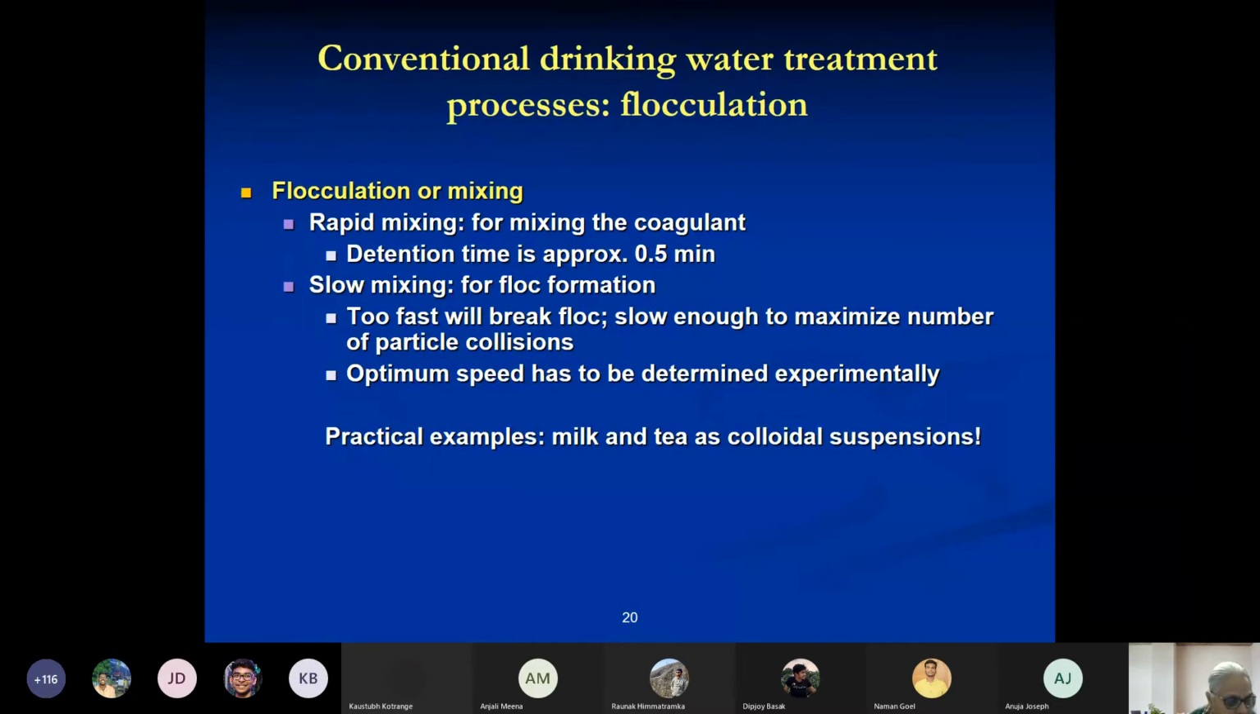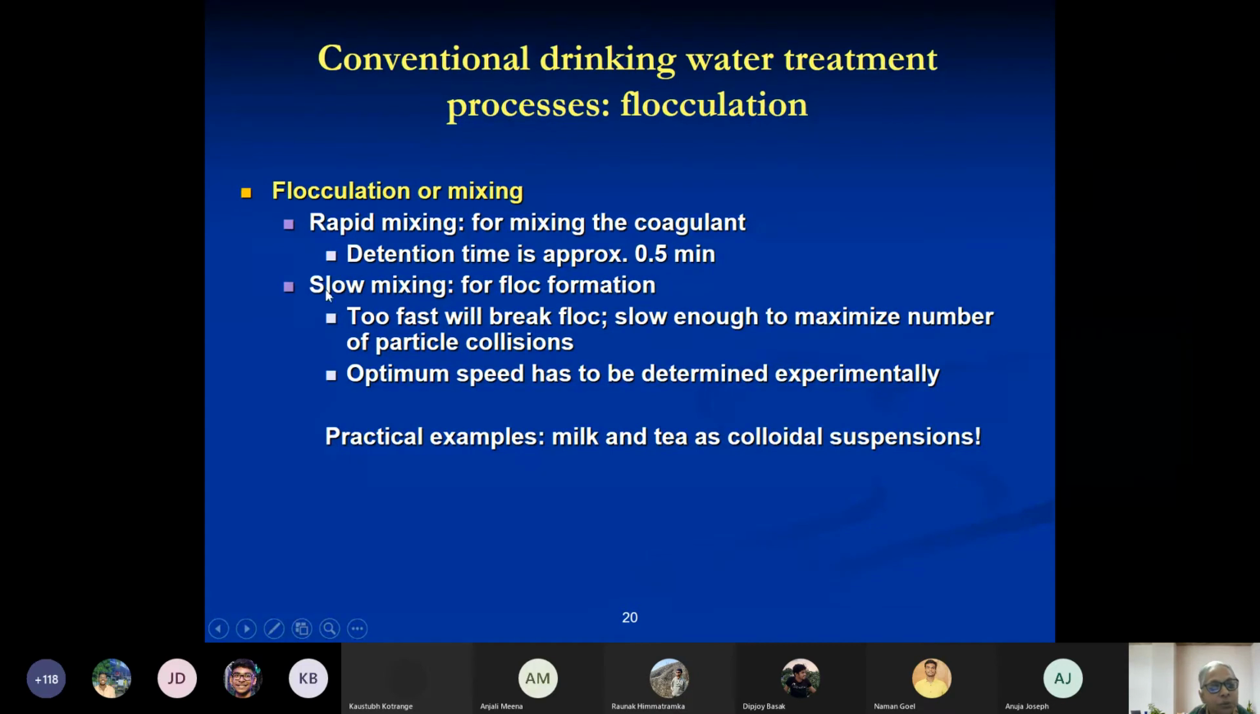And those of you who know how paneer is made, chena or paneer, whatever you call it, the same principle works for milk. Milk is also a colloidal suspension. It's a homogenized colloidal suspension. So whenever you add acid to it, it works in the same way. It will form flock and settle at the bottom. And that flock is what we eat as paneer. So these are simple practical examples that you can do in your kitchen.